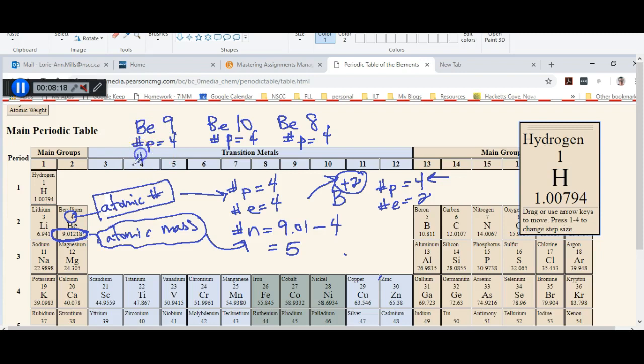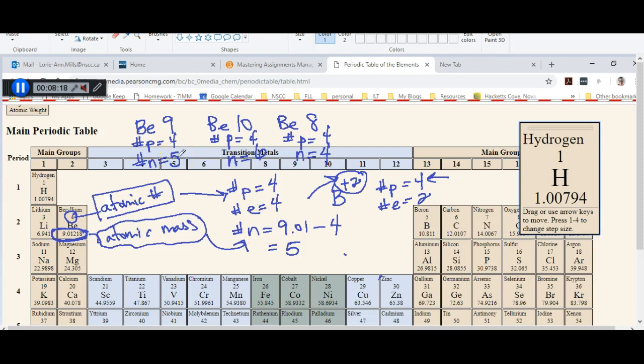But what does change for each of these isotopes is the number of neutrons. What we're going to do is take the isotope number of 9, subtract the number of protons, and we're going to get 5 for beryllium isotope number 9. For beryllium isotope number 10, the number of neutrons is going to be 6. And for beryllium 8, the number of neutrons is going to be 4.